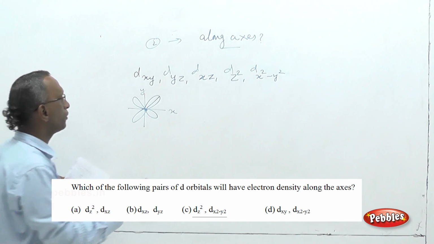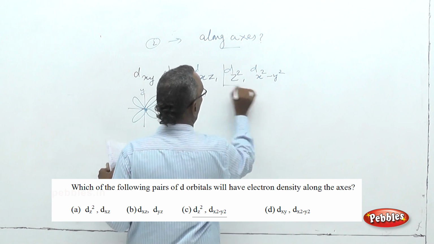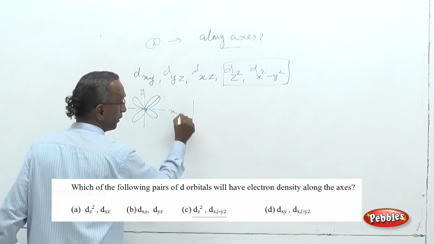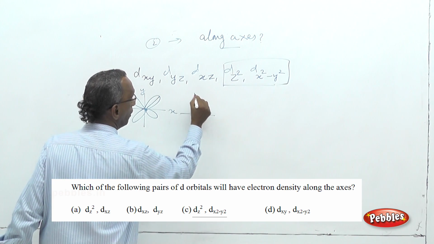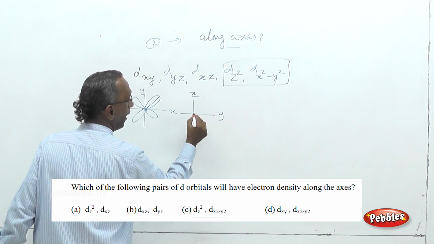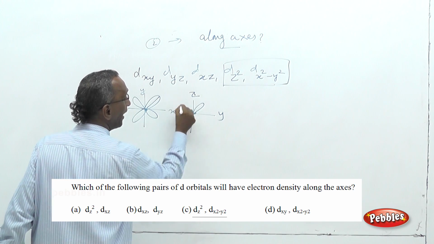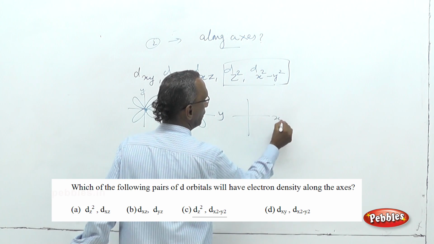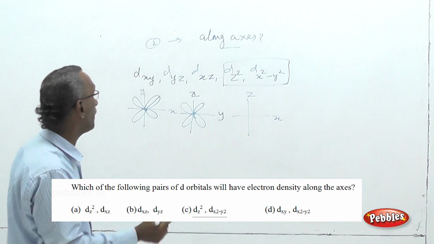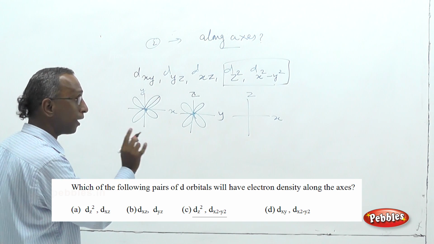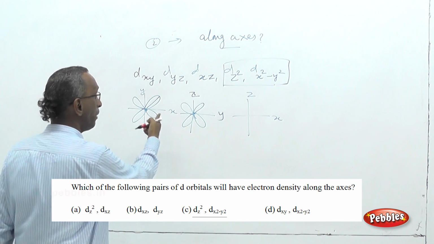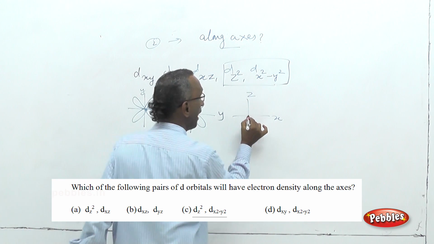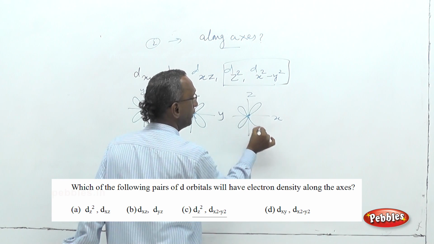Different choices are given. One of the choices is these 2. dxy is not along the axis. If you write yz and xz, they will also be in a diagonal fashion. For understanding purposes, I have left out the third axis, not that the third axis does not exist. Xy means z is existing, yz means x is existing. Our aim is how the lobes are distributed.